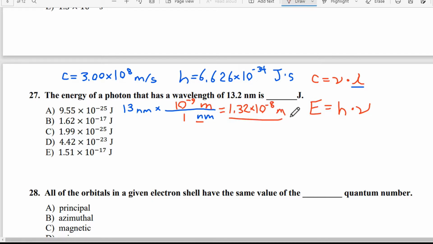Now I can plug that into c is equal to nu lambda, and essentially I have 3.0 times 10 to the 8th meters per second is equal to the frequency times the wavelength.